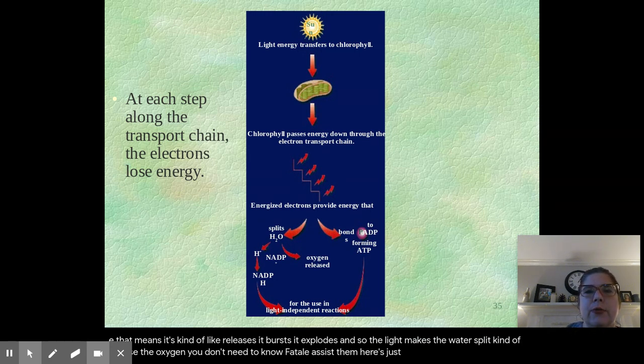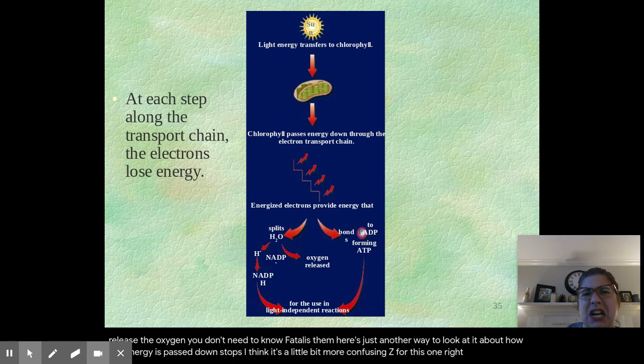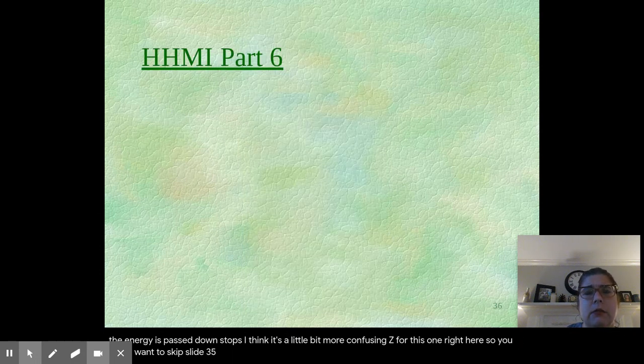Here's just another way to look at it about how the energy is passed down steps. I think it's a little bit more confusing for this one right here. So you might want to skip slide 35. So that's the light reaction.